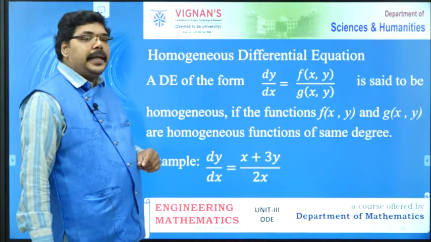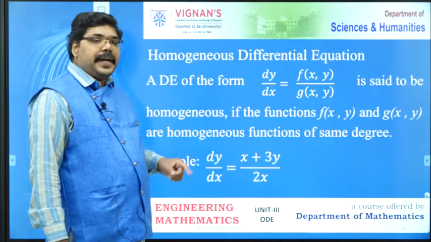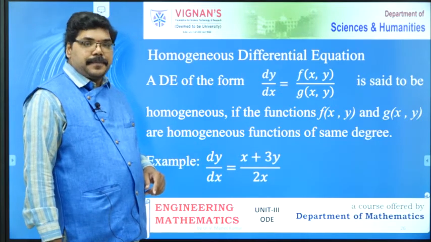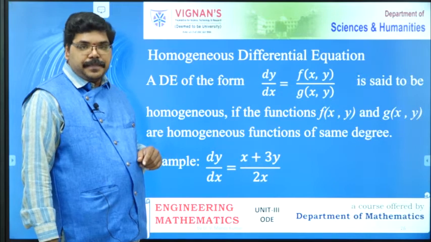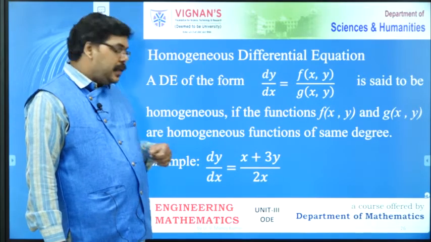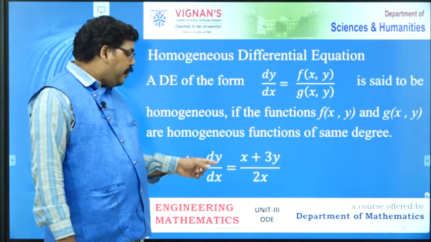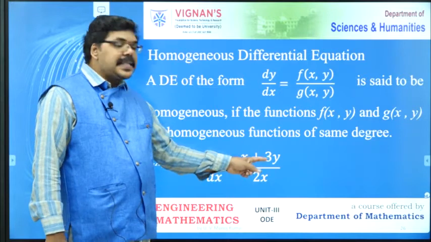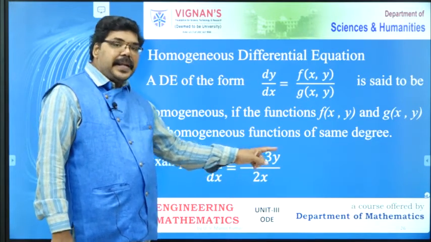See the example here, dy by dx equals x plus 3y divided by 2x. Is this differential equation homogeneous? Yes. Why is it homogeneous? The numerator f is a homogeneous function. F has two terms, x and 3y. x is a term, 3y is a separate term.